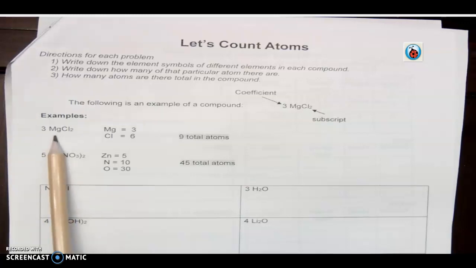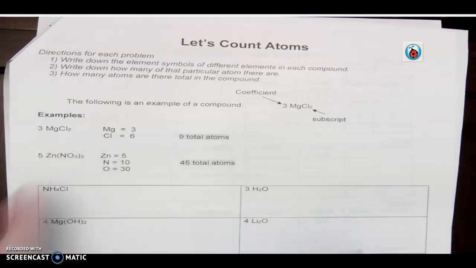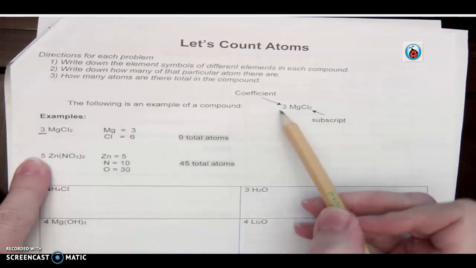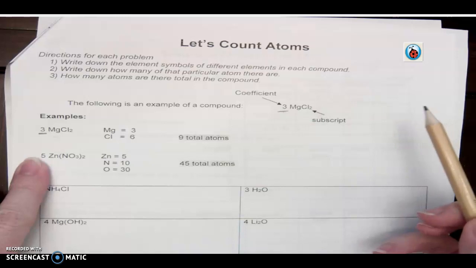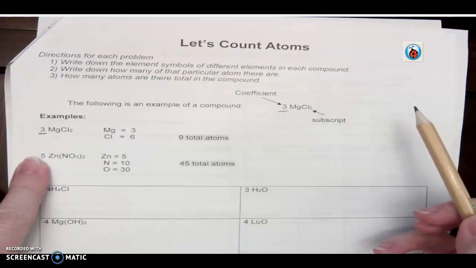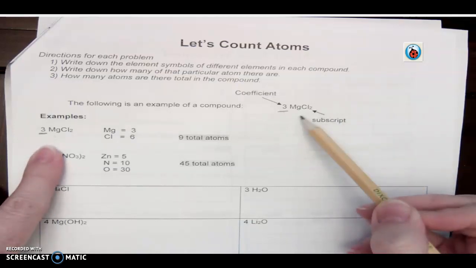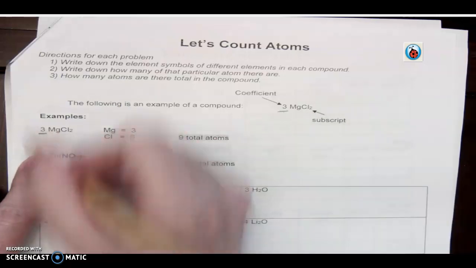What do we've got? We've got magnesium and chlorine, okay? And then we've got this 3 in front. What does that mean? That 3 is what's called a coefficient. Tells you how many molecules, moles, we have of a substance. So we've got 3 moles of magnesium chloride. That's what that's telling us.